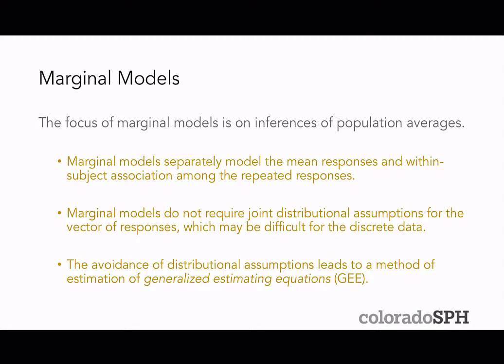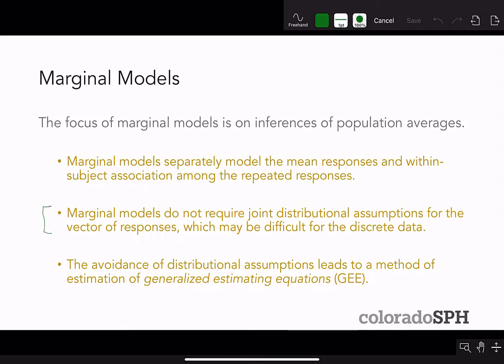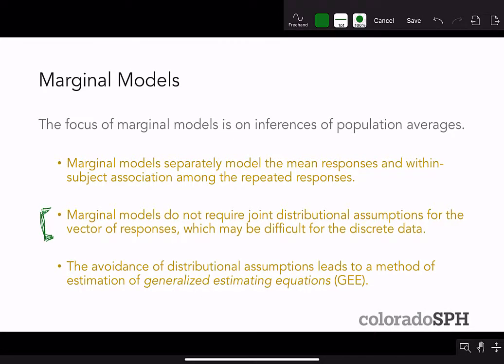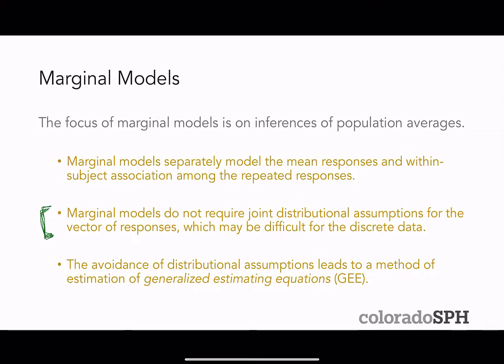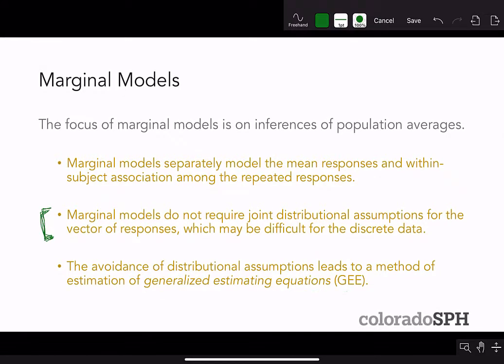Marginal models do not require joint distributional assumptions for vector responses, which may be difficult for discrete models. Instead, you just provide the mean and the variance. So in a sense, these are like method of moments estimators applied to models for longitudinal data. And the avoidance of making distributional assumptions for the full data leads to a method of estimation called generalized estimating equations, or GEEs, which is sort of a synonym for marginal models.